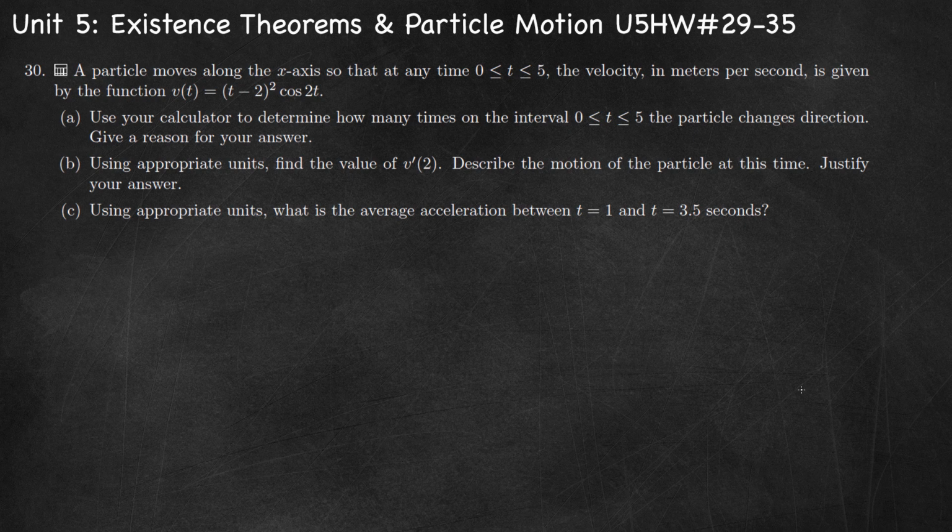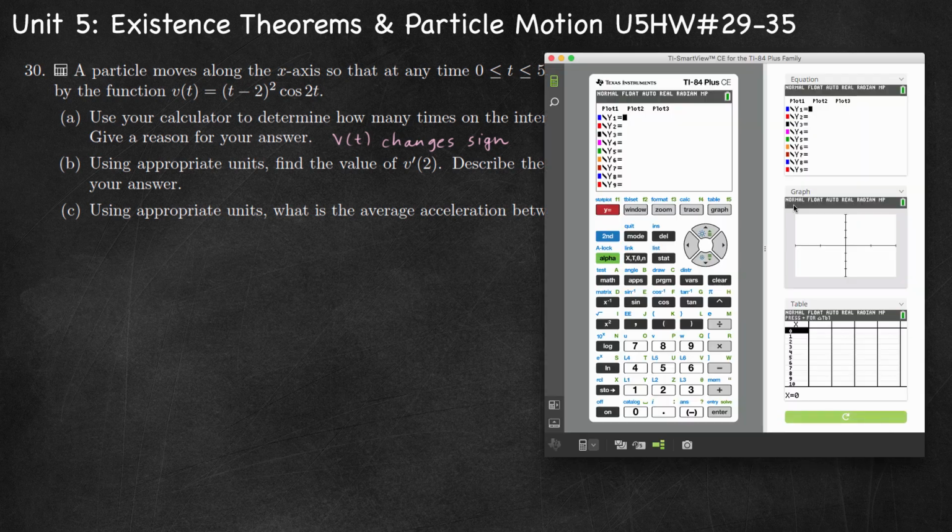So the particle is going to change direction whenever the velocity changes sign. So we're looking for the places where v of t changes from negative to positive or positive to negative. So I'm just going to say in general wherever it changes sign. So let's look at a graph of our velocity and see where it's changing sign. My velocity equation, t minus 2 squared times the cosine of 2t. And we want to make sure we're in radian mode for this.